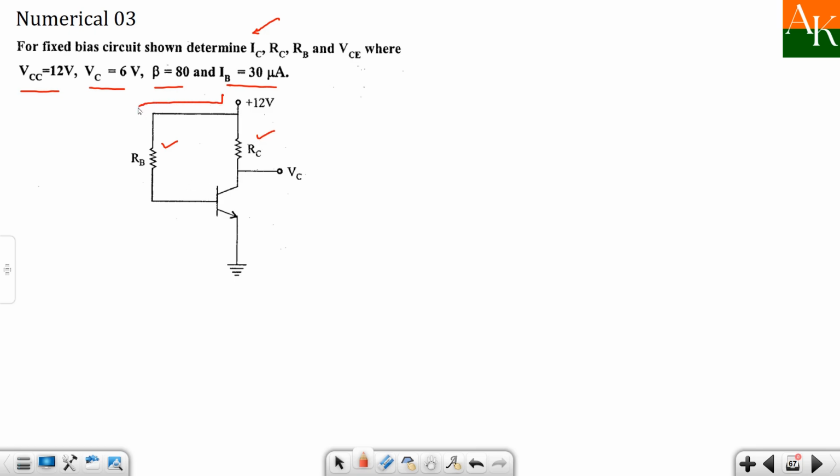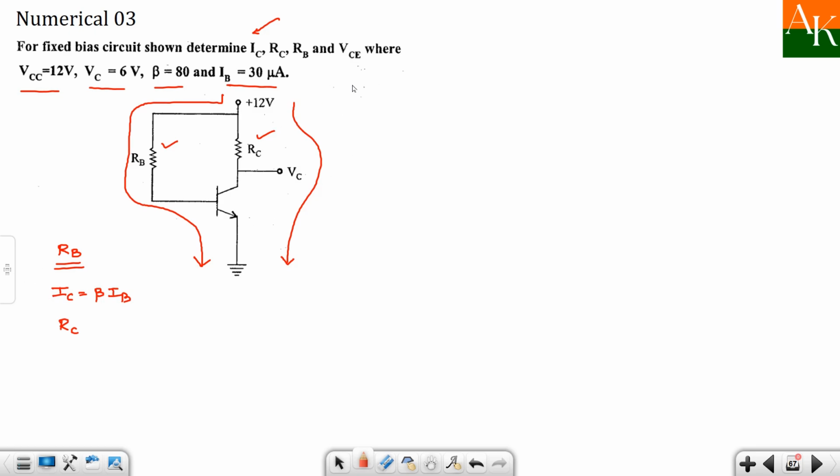First of all, we have to apply KVL to the input side. So this is the path that I have shown. Since you know IB, you can easily calculate RB. Once you calculate RB, you can use the formula IC is equal to beta times IB. Beta is mentioned, so you can calculate IC. And then you can apply KVL to the outer side. Since emitter resistance is absent, we can easily calculate RC. We don't require IE for that one. So this is the process.